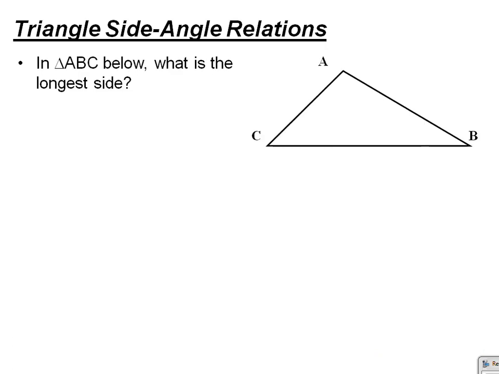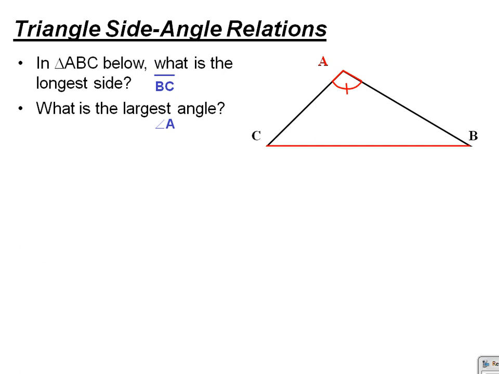Triangle side angle relations. Now let's say that we're given the triangle ABC. What's the longest side that appears in triangle ABC? Well, length CB is the longest side, at least as we judge by appearance. Now, what's the largest angle, again judging by appearance? You'll notice when comparing those three angles that clearly the angle that's largest there is angle A.